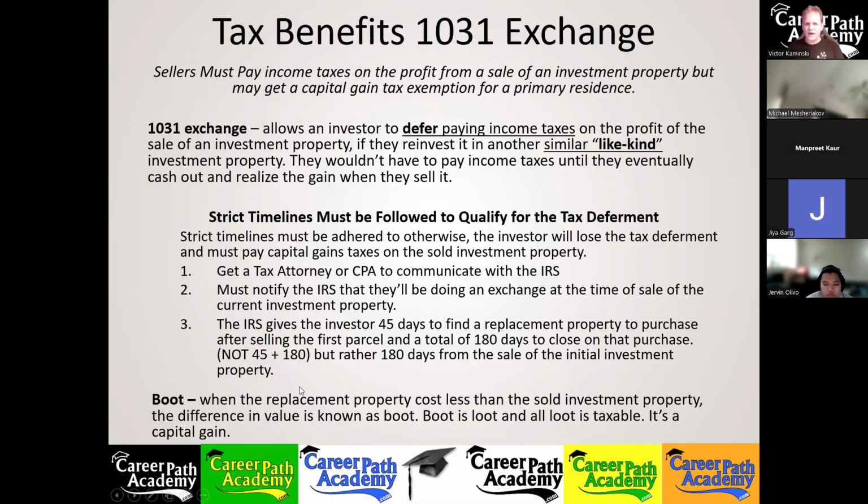So it's not 45 plus 180. It's just that of that 180, within the first 45 days, you need to find a property and then close on it within 180 days. Follow? What if you miss it by a few days? Do you got to pay the taxes now on that? No extensions. That's why this is a strict deadline. There's strict timelines you need to follow.